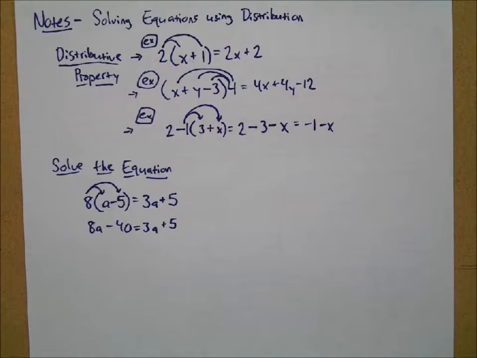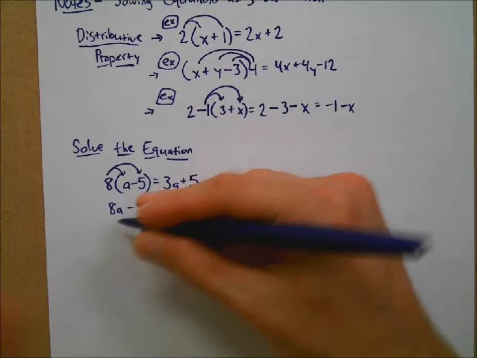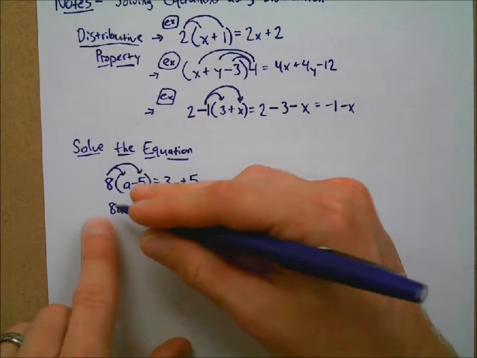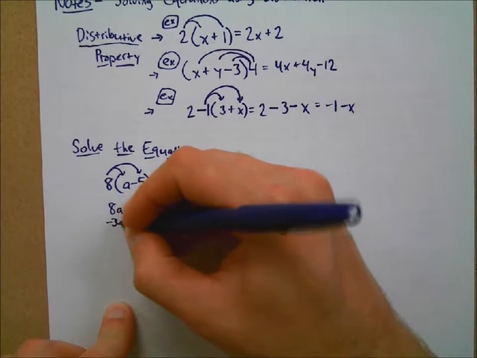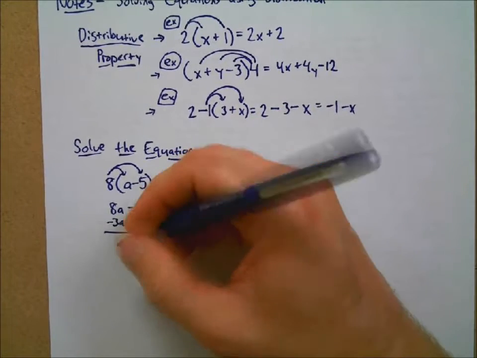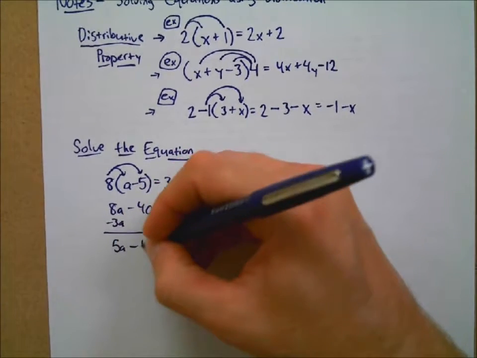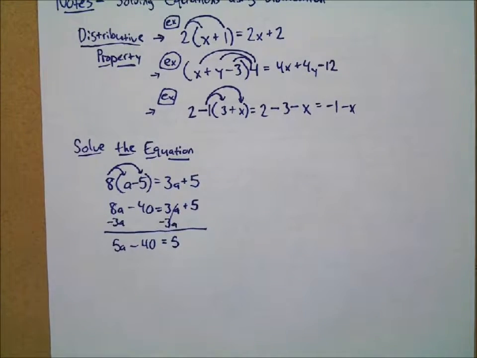You could take away 3a. Subtract 3a from both sides? Okay, we want to get these variables together now. So either move the 3a over or move the 8a over. But Sean wanted to move the 3a. I like that one more than subtracting the 8a, but you can do whatever you want. So those are gone. 8a take away 3a is 5a equals 5. Okay. Good job, Sean.